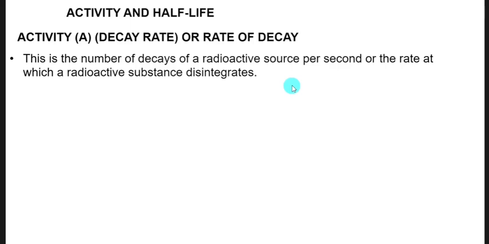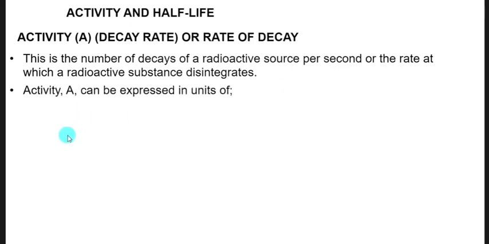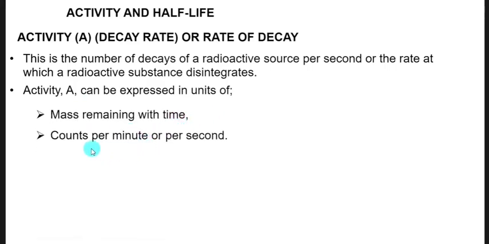All right, so we are saying that activity, which is A, can be expressed in units of mass remaining with time, or counts per minute or per second. It depends on the machine that someone is using. It can either be how much mass is remaining with time, or how many counts are being produced per second or per minute. All those are ways of measuring activity or rate of decay.